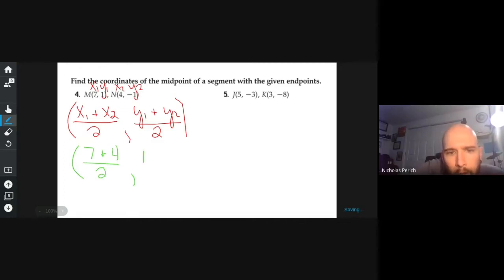Y sub 1 is 1, plus y sub 2 is negative 1. I know it looks sloppy, but it's not about the process, it's about the product. Amen? That gives me 11 over 2 and 0 over 2.